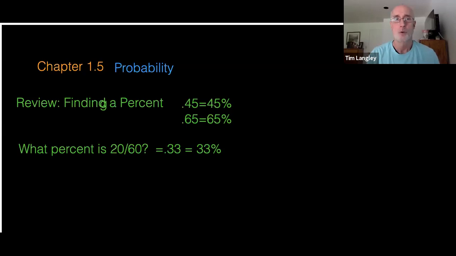So chapter 1.5 has to do with probability, and probability means, in the word itself, the word probably, something probably is going to happen, okay? So anyway, that's the general topic, but I want to review a little bit of finding the percent of something.